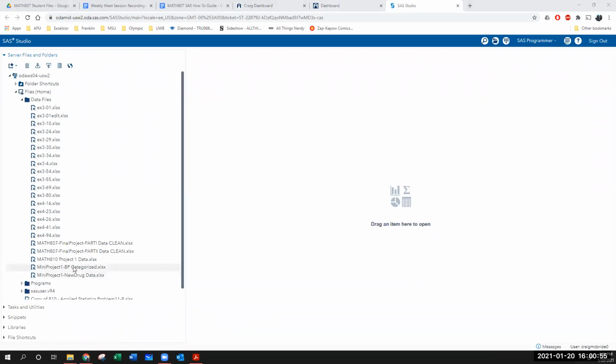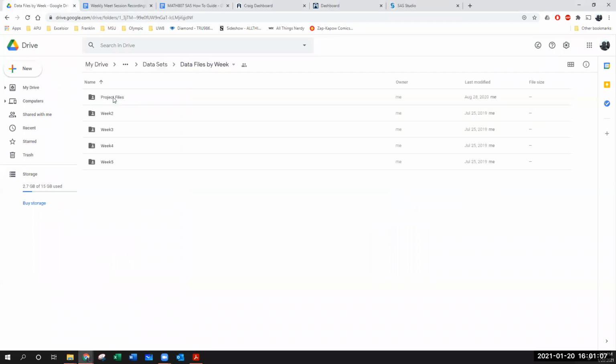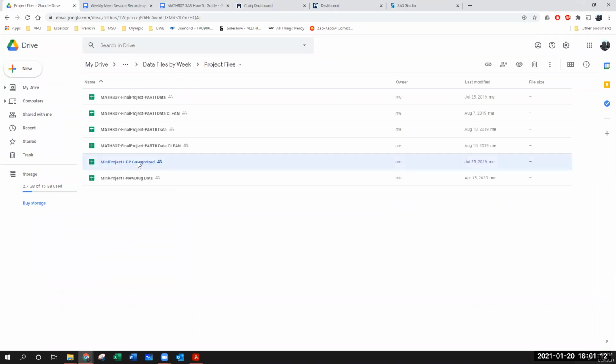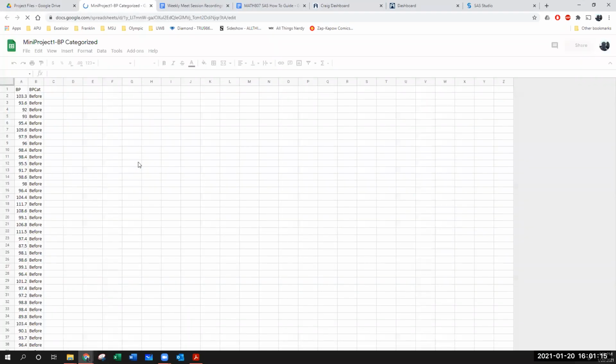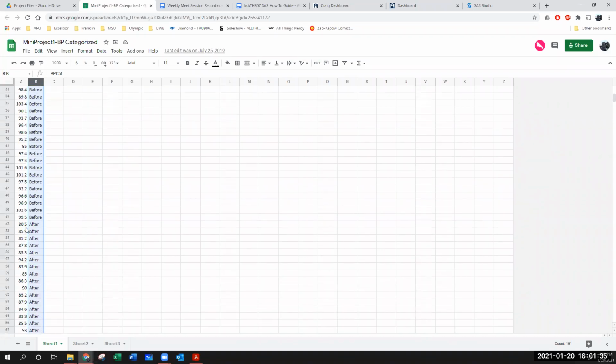Okay. So what you need to do for that one is use the other data set that I provided you guys. It is the BP categorized data set. The only way to get a side-by-side box plot is to have all of the data under one variable name, and then have a categorical variable to delineate which data set it came from. So for instance, this one came from BP before, these were all BP befores, and then down here, these are all BP afters.